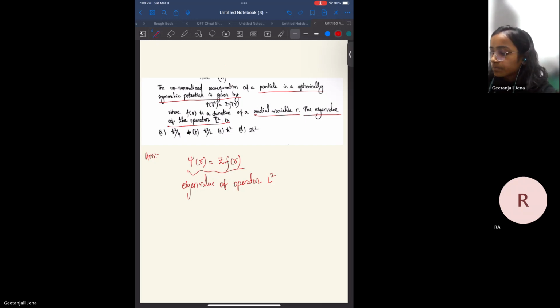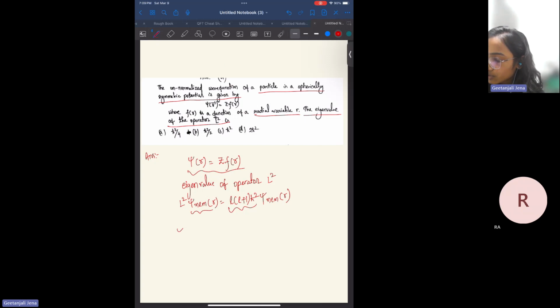Okay, so you know that the eigenfunction of L square is L square psi_nlm(r) equal to l(l+1)ħ² psi_nlm(r). So this is the eigenvalue. Now this wave function is different from this psi_nlm(r). It is not written in this standard form. So first, we have to write it in this standard form. So it is given z times f of r, right?